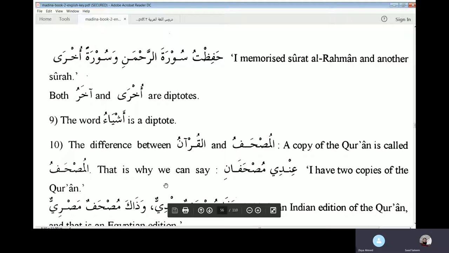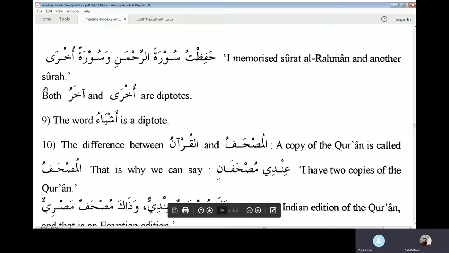حفظت سورة الرحمن وسورة أخرى. I memorized Surat ar-Rahman and another surah. Both آخر and أخرى are diptotes. The word أشياء is a diptote.